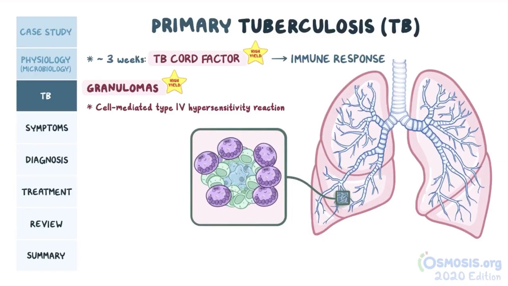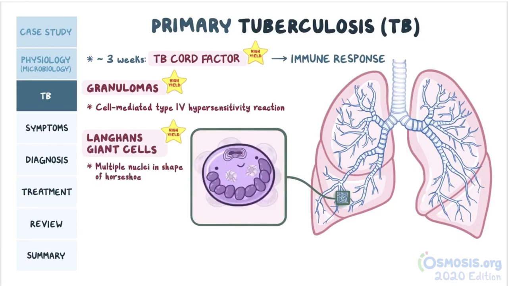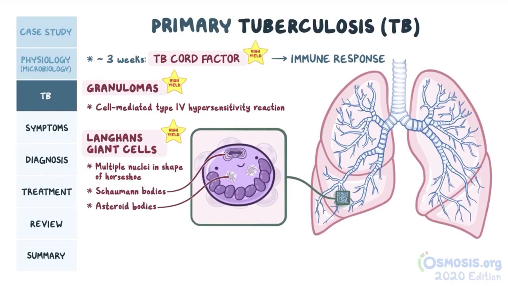These giant cells, called Langhans giant cells, are very high yield. Their multiple nuclei are arranged peripherally, resembling the shape of a horseshoe. Their cytoplasm contains Schaumann bodies, which are made of calcium and protein deposits, and abnormal lipid structures called asteroid bodies.